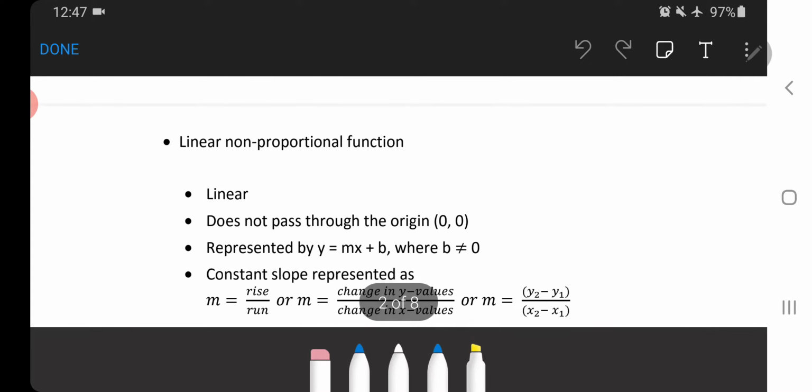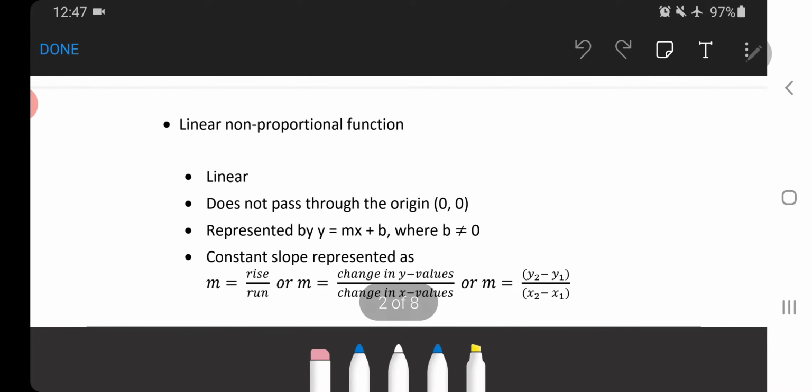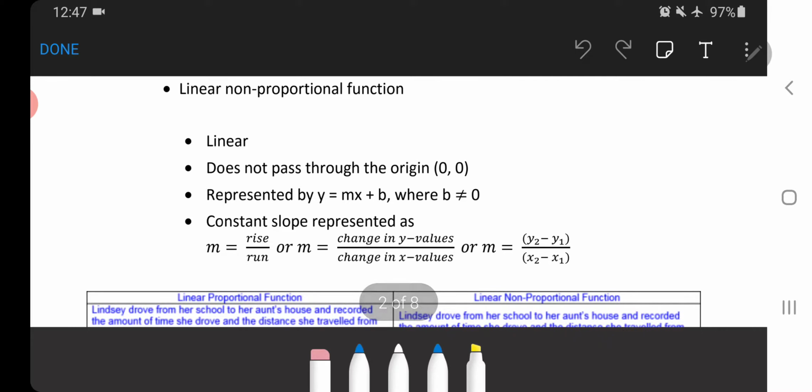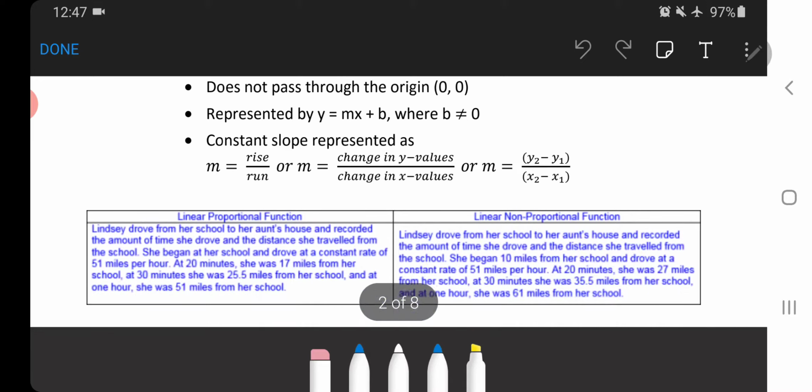A linear non-proportional function, once again, is linear. It does not pass through the origin, (0, 0). It's represented by y equals mx plus b, where b is not equal to 0, and of course it has a constant slope as established above. So it's pretty easy to see if something is proportional or non-proportional. It's pretty much whether it goes through the origin, especially if we can find the function.